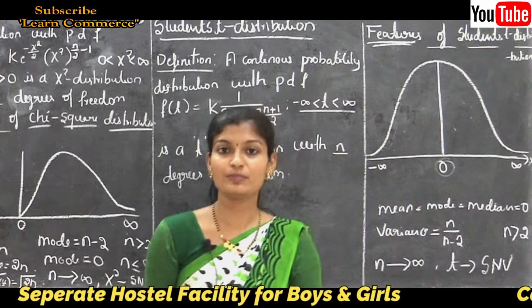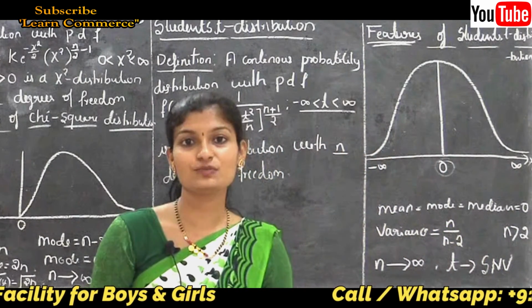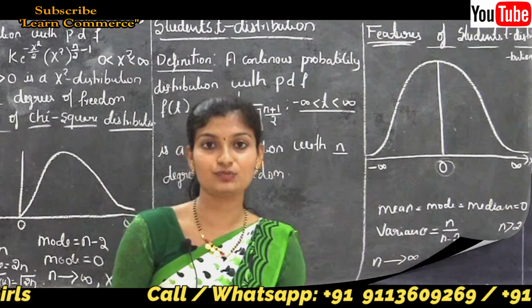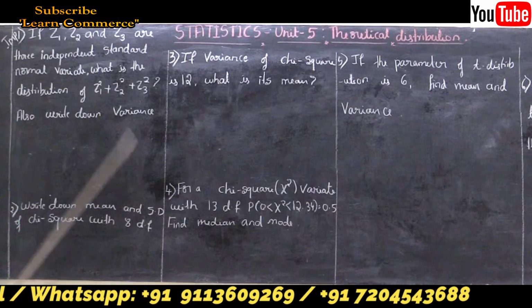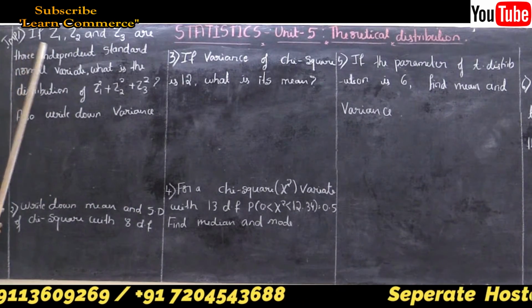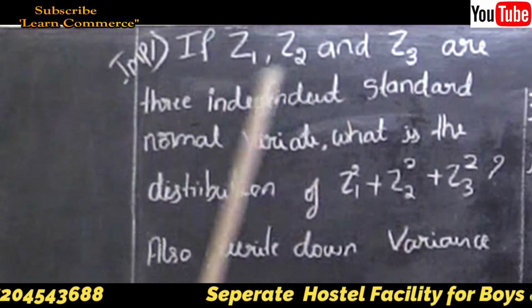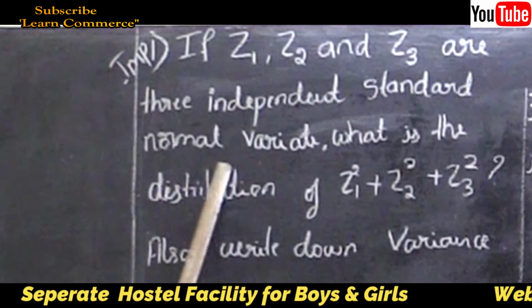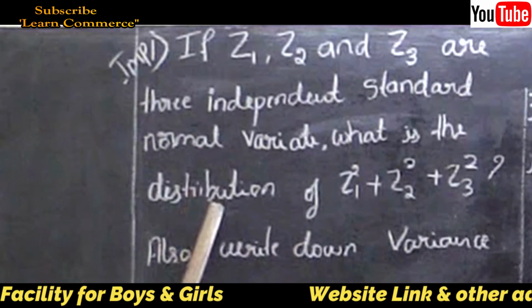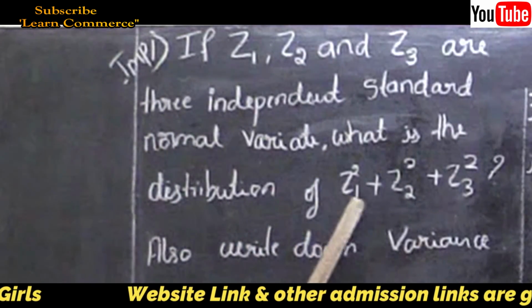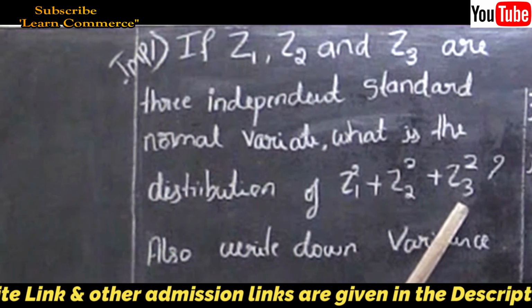Okay, next let us see the problems based on chi-square distribution and student t distribution. Problem number 1: if Z1, Z2 and Z3 are 3 independent standard normal variates, what is the distribution of Z1 square plus Z2 square plus Z3 square?